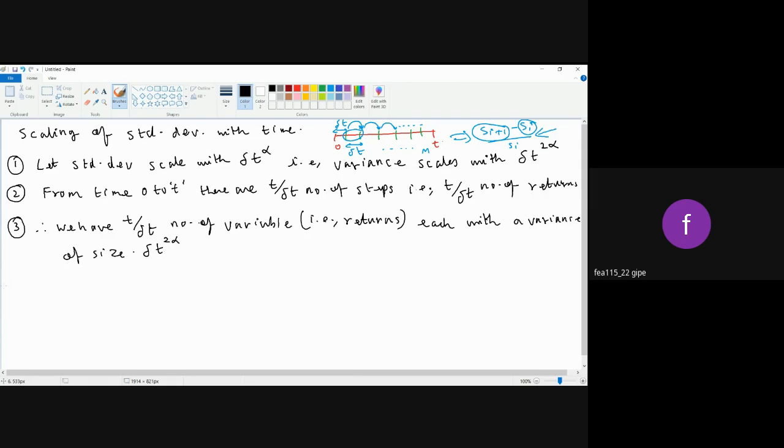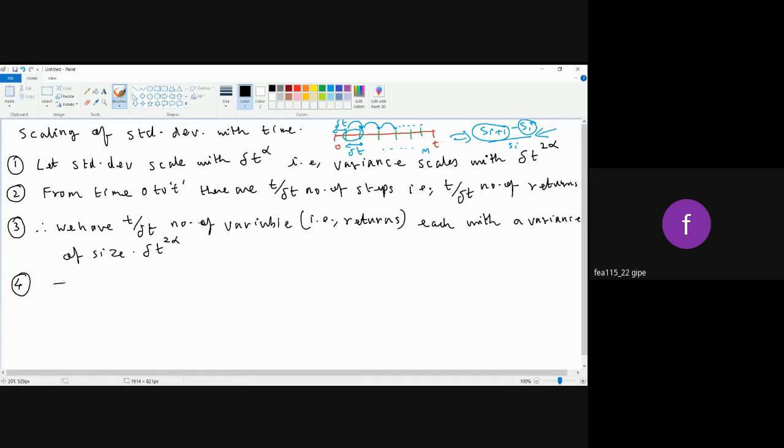Now, if I add up these variances from 0 to t, I can add them up because I am assuming this process to be IID, which we call independent and identically distributed random numbers. So don't worry about IID right now. We'll talk about IID in the next step. But for now, I just want to add up these individual variances for each of the t by delta t number of returns which I have. So if I add up variances, it would look something like this.